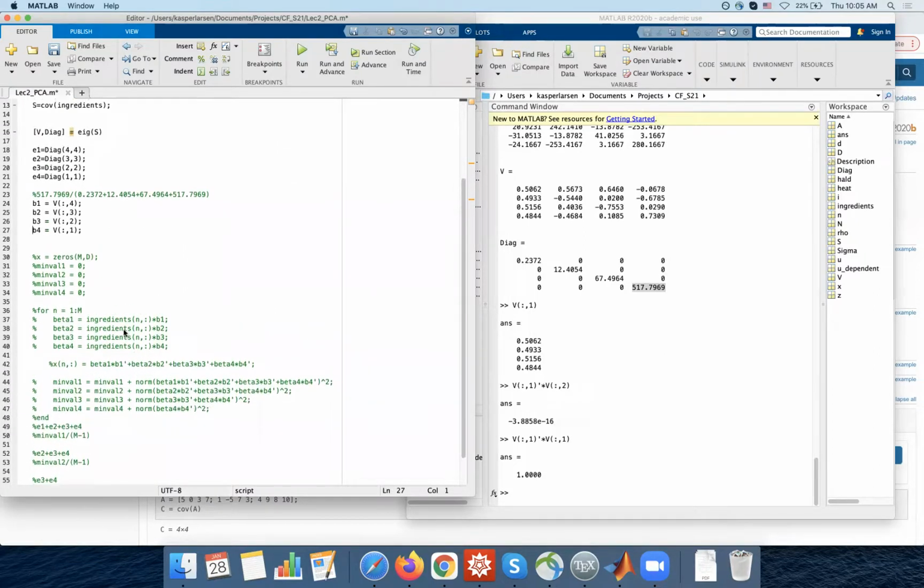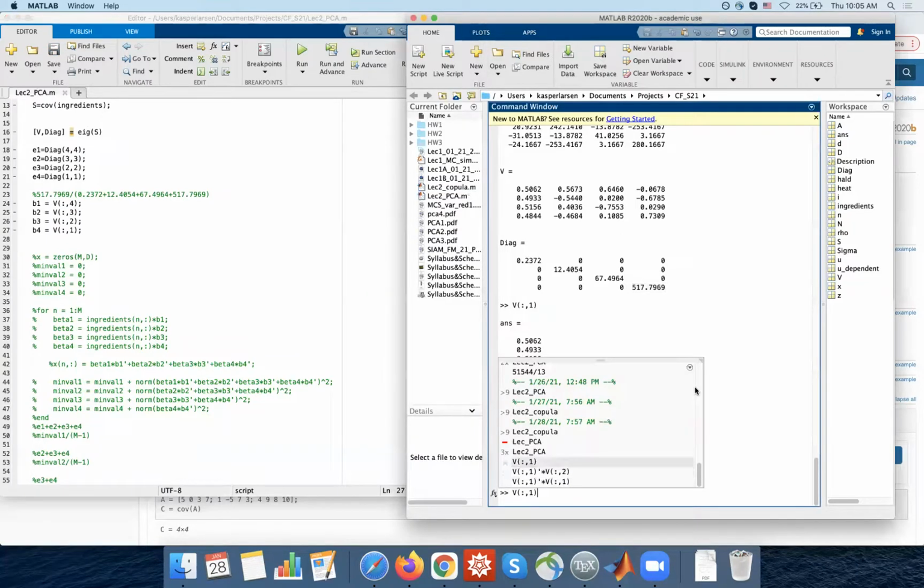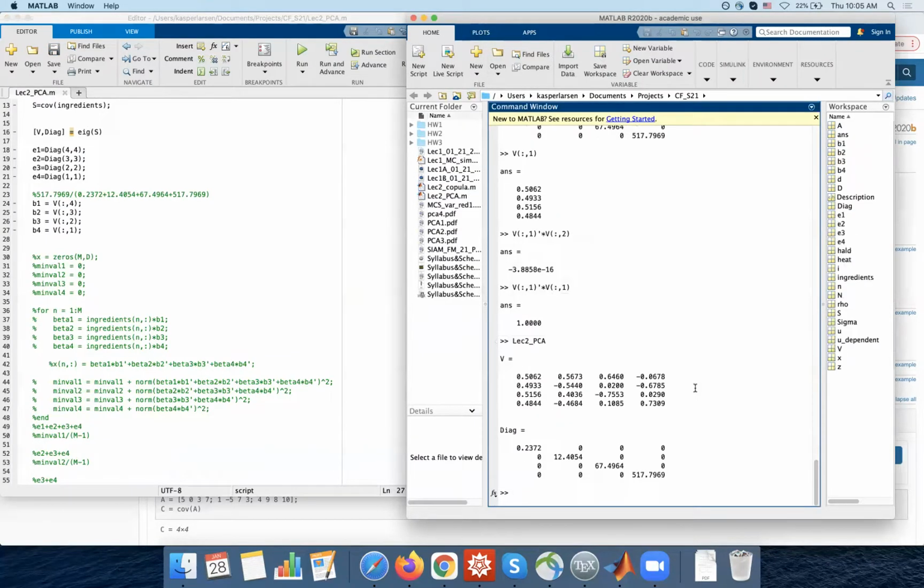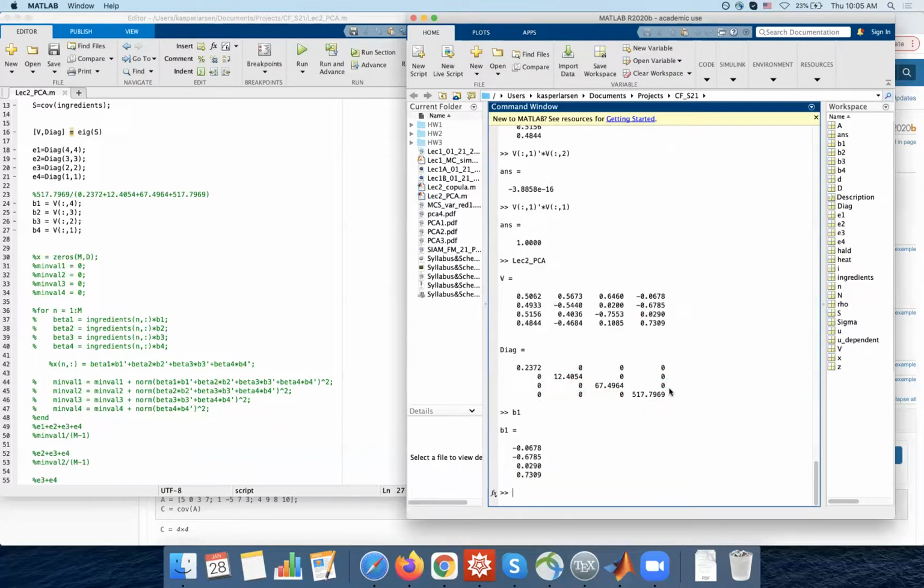Okay, so I got my data and I got it organized in these vectors. So maybe we should just do a sanity check, make sure that it runs the way that I want to. If I call B1 here, this would give me the biggest one. This would be the last column over in V. And it does. And if I call E1, I should get the biggest eigenvalue. And I do.